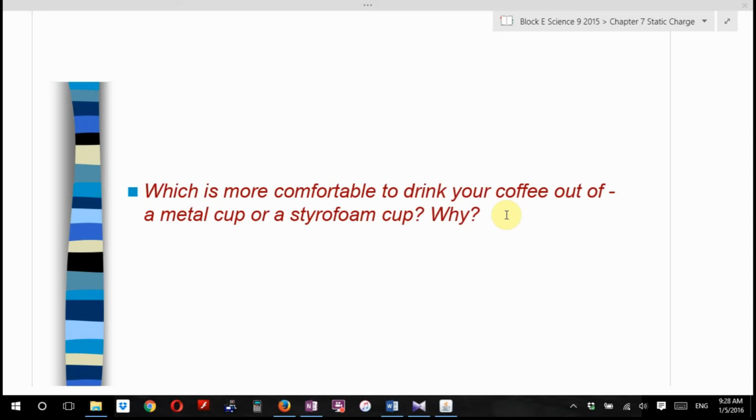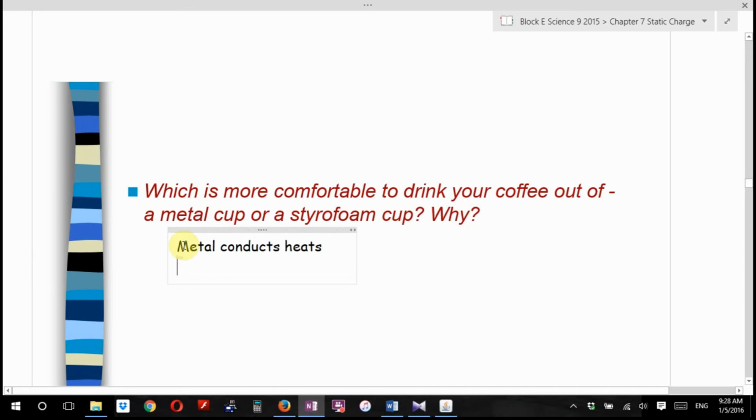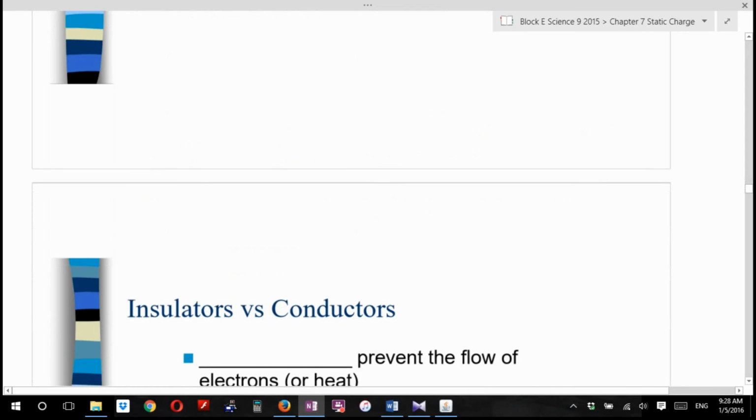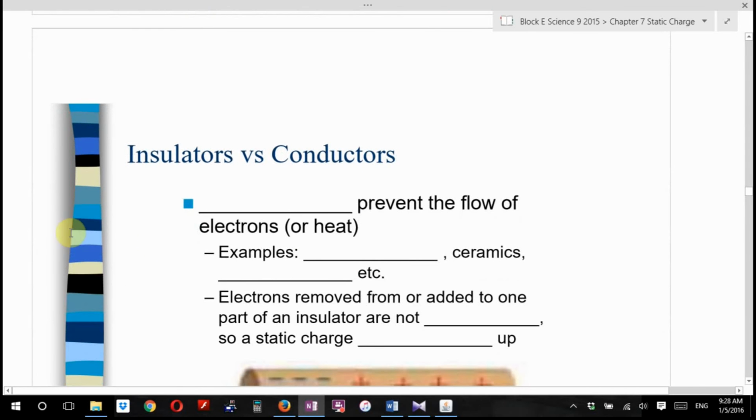Okay. So, metal conducts heat. Styrofoam insulates. We're going to use those two words. It turns out that also applies to electricity. Electricity can conduct. There are conductors and there are insulators. So, insulators versus conductors.